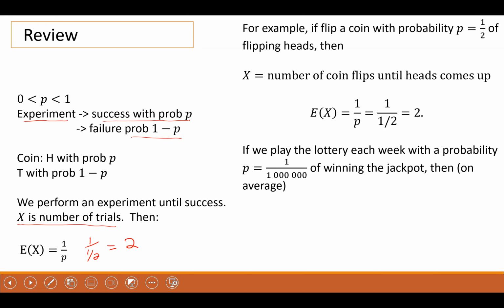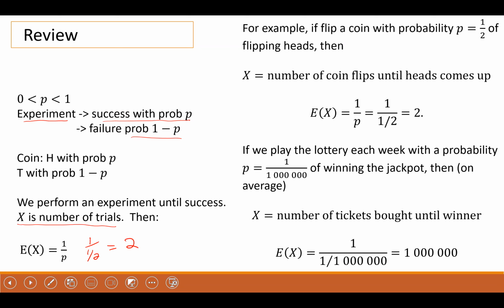Another example: if you play the lottery each week with a probability P of winning the jackpot, 1 in 1 million, it is even possible to have a lottery where your expected winnings are positive, but the amount of time it's going to take you to win is so big that you're going to lose, right? If I play it each week and the probability is 1 in 1 million of winning, then my expected number of weeks until I win the jackpot is 1 million. On average, that's how long it would take me. If I happen to live that long, I could definitely win, but probably I'd be dead before 1 million weeks is up.